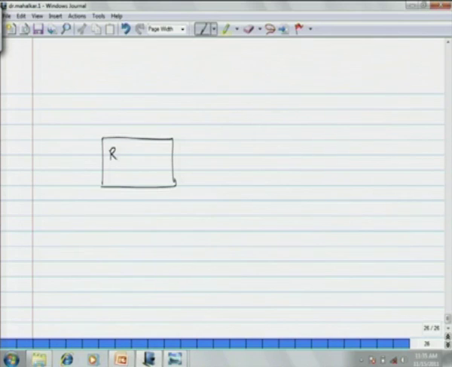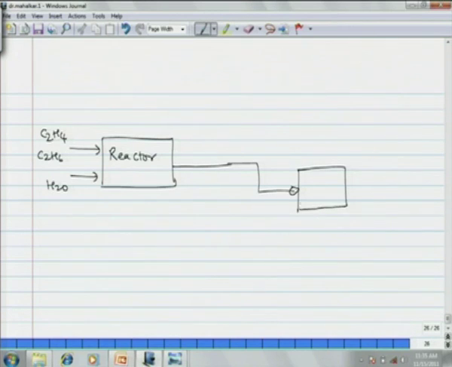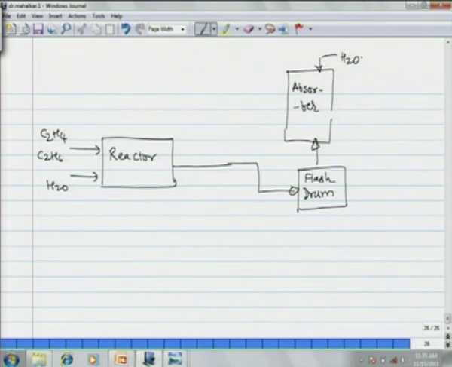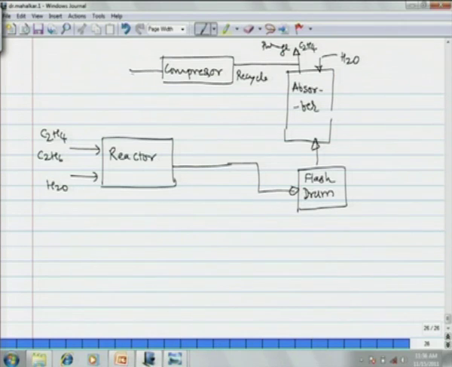First, we draw a reactor with feed streams going in, then comes the flash drum. The gas stream emerging from the flash drum is admitted into an absorber in which water is used as a solvent. The streams emerging from the absorber are split into purge and recycle. The recycle stream is obviously compressed before it is admitted into the reactor.